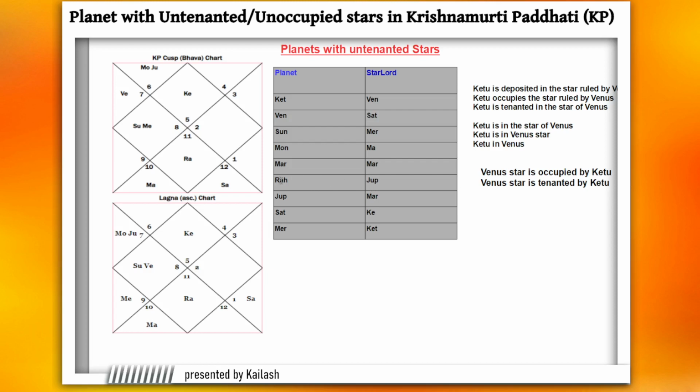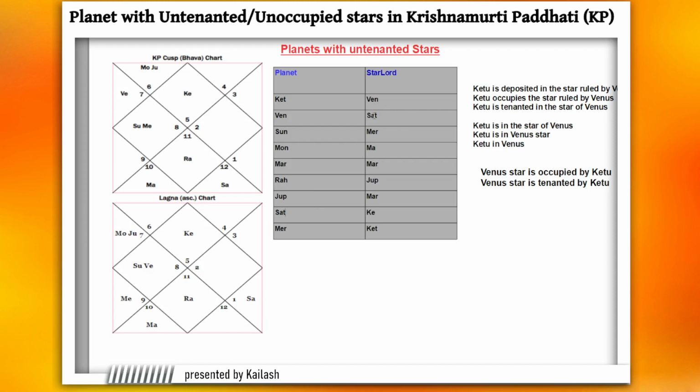And then if you look at Rahu, you don't find Rahu either. You don't see Rahu anywhere here. So you say Rahu's star is untenanted, or Rahu star is not occupied by any of the planets. Then Jupiter, and Jupiter is here. So Jupiter star is tenanted, or Jupiter star is occupied.